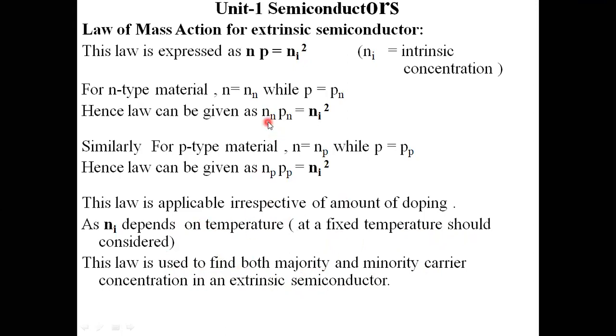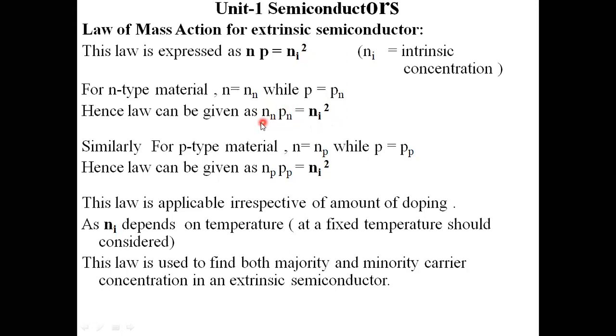Nn means majority carrier concentration in n-type semiconductor. We can find out this term: Nn is equal to Ni square by Pn. Similarly, Pn is equal to Ni square by Nn. Like that, we can find out the majority charge carrier concentration as well as minority charge carrier concentration in n-type.